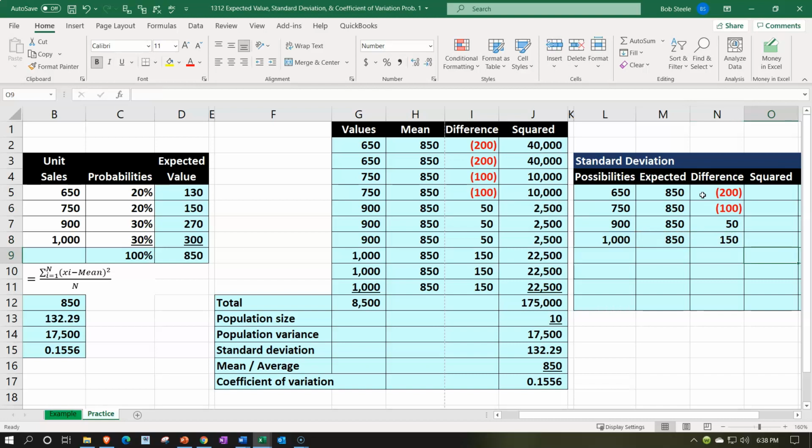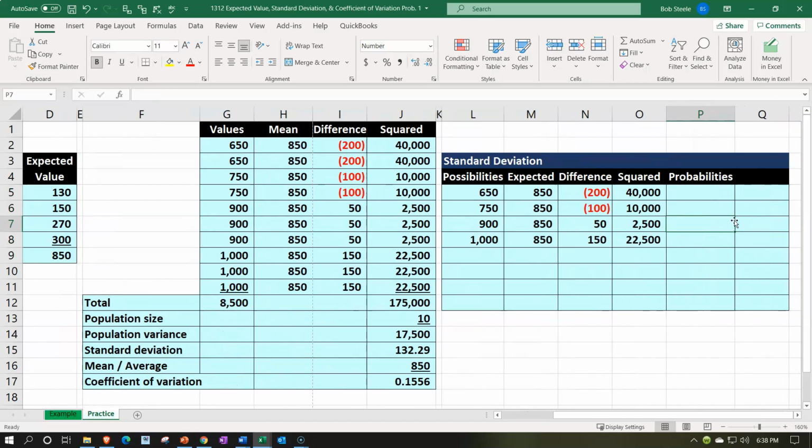And now we're going to square it the way we did over here, right? Now we got our differences. Now we're going to square it. So let's say this is going to be equal to that number. I'm going to say shift 6, which is the caret, to 2 to square it. Copy that down using the autofill, and copy that down. So there we have that. And then we're going to basically add our probabilities at the end.